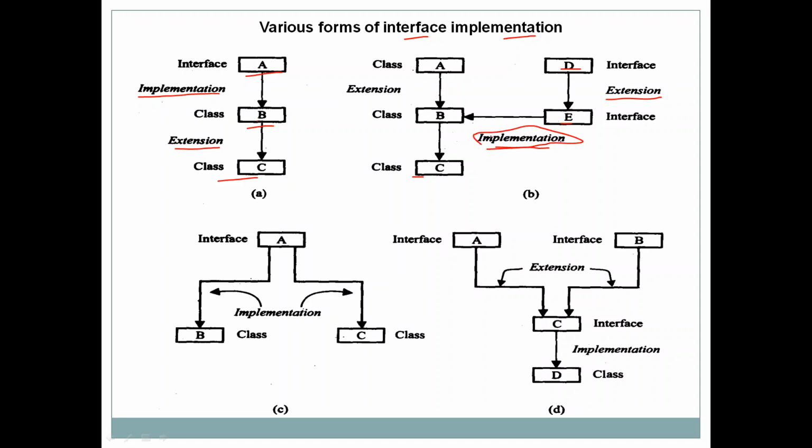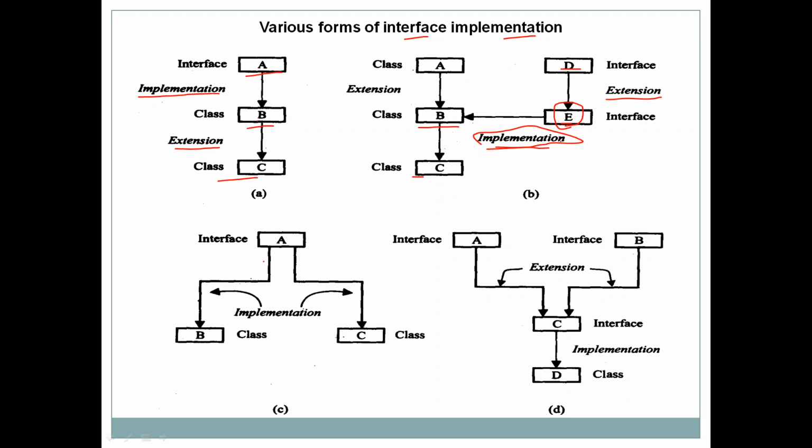One more thing to remember here: as interface E is inheriting from D, all the methods of interface D are part of interface E. And when a class like class B inherits interface E, that means class B should override or implement the methods from both interfaces, interface D and interface E, because B is inheriting E, and E in turn is inheriting interface D. Okay, so this is one more form.